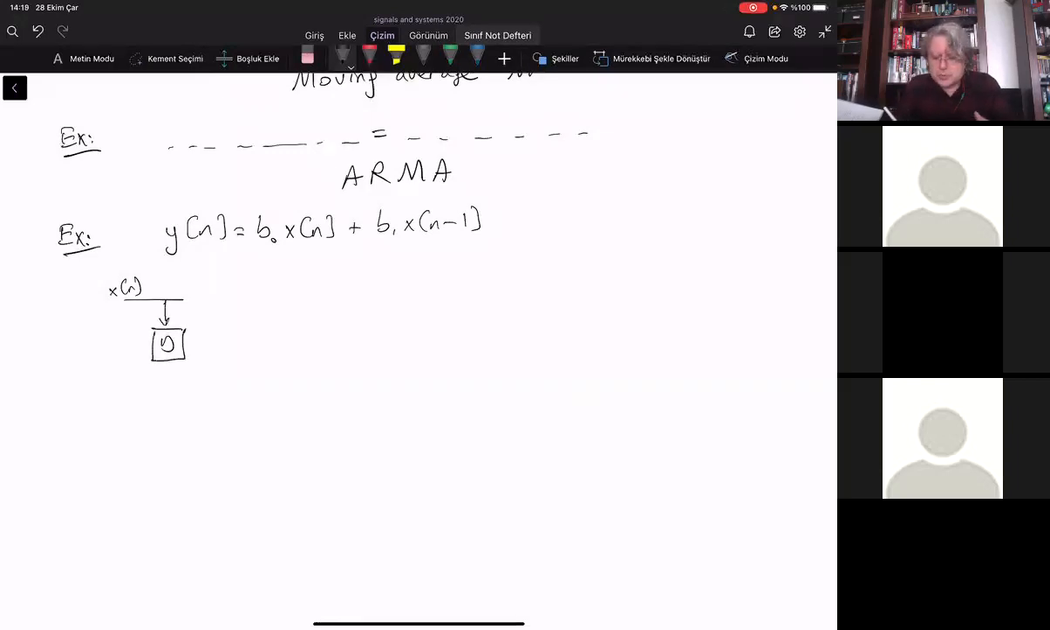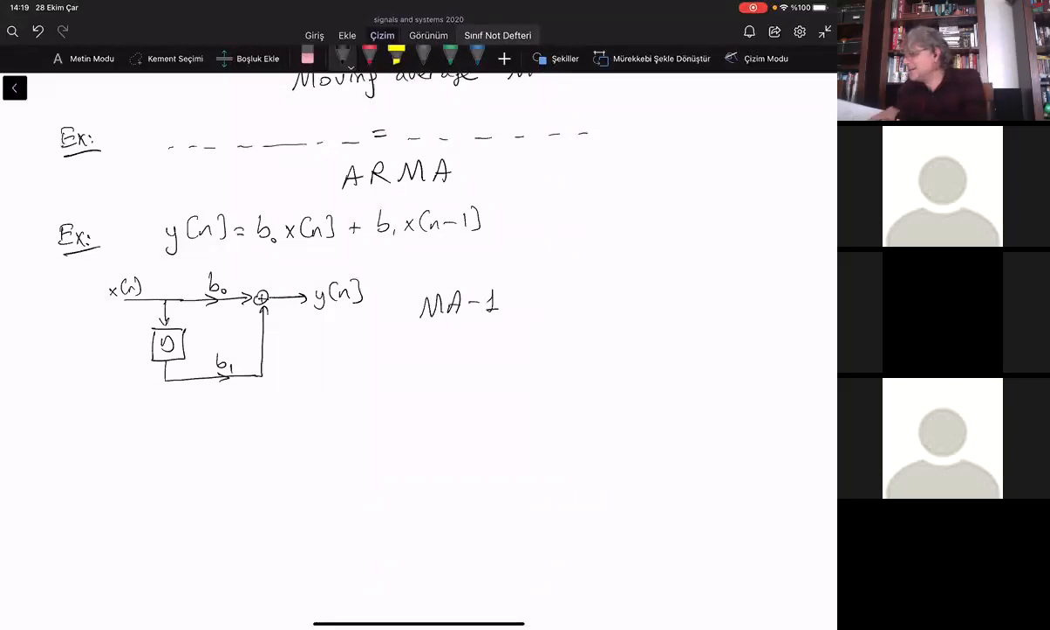What is the delay output? It's x of n minus 1. So along this branch, I have x of n minus 1. And I have to multiply it with b1, because y of n is equal to b1 times x of n minus 1 plus something. What was that plus? It is b0 times x of n itself. And I combine them, and I come up with y of n at the output. This is the moving average 1 system implementation.